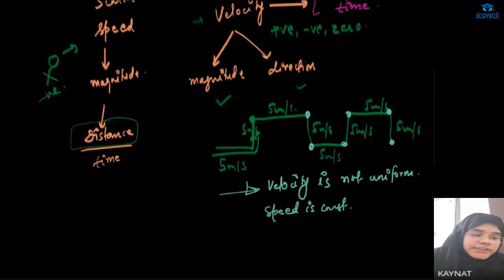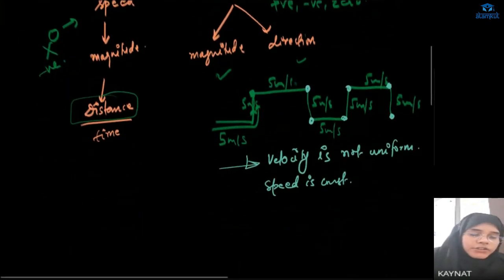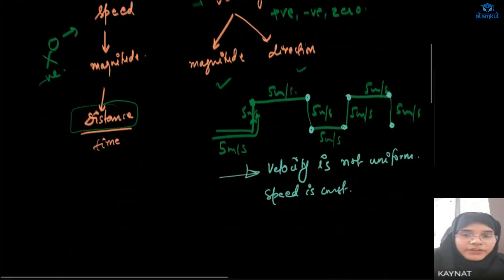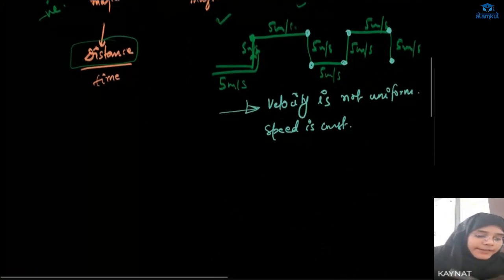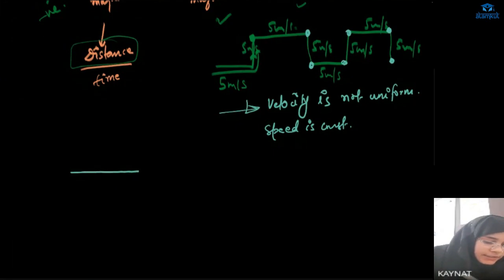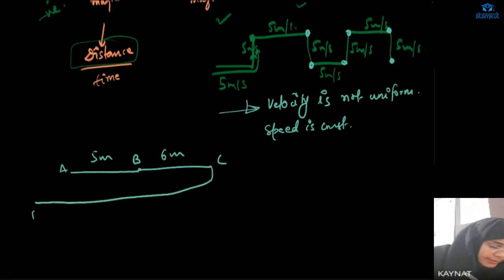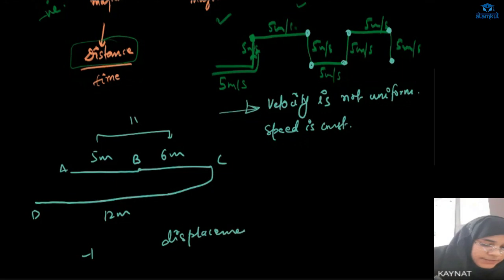Velocity is displacement upon time. Displacement can also be positive, negative, or zero, right? If a body has covered a distance like A to B 5 meter, then B to C 6 meter, and then C to D 12 meter, what is the displacement here? 5 plus 6 will be 11, but it has changed its direction backward. So we will say 11 minus 12, it will be minus 1.